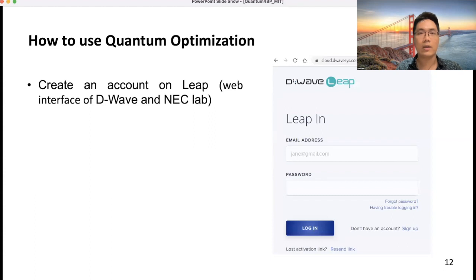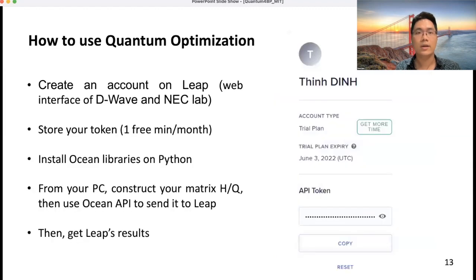To use quantum optimization in my paper, I use quantum annealing. For anyone who is using quantum computing for the first time, you can create an account. Then you can store your token and install the library of the service provider. For D-Wave, they can offer you 1 free minute in 1 month.